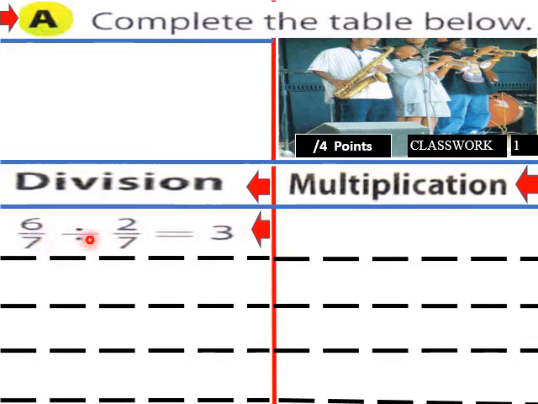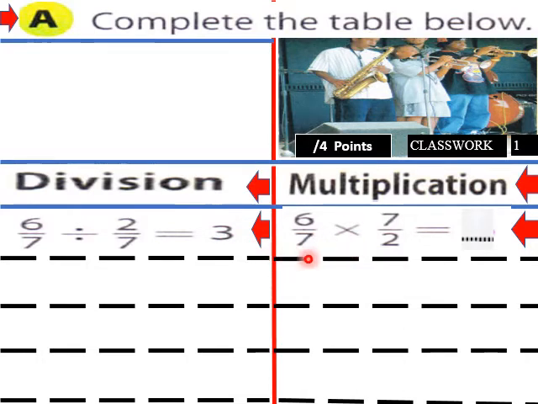So 6/7 divided by 2/7 is invert and multiply. 7 times 6 is 42 over 14, which is 3. And then with multiplication, we have 6/7 times 7/2. We reciprocate this. Here's your reciprocal: 7/2 is the reciprocal of 2/7. And that's 3. You see kind of a pattern already here.